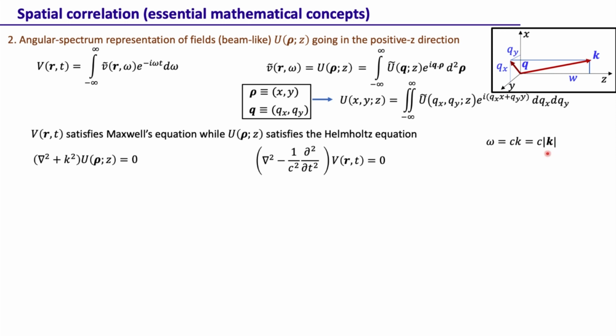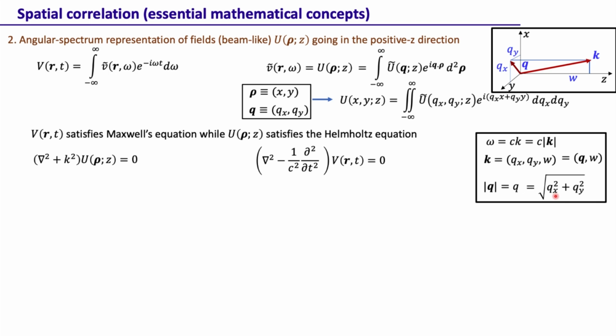This wave vector, its magnitude is this k, and this k is connected with the frequency by this formula, omega equal to ck. This k is the three-dimensional vector (qx, qy, w). We can also write it as (q, w), and the magnitude of q, which I will write as a non-bolded q, is basically qx square plus qy square. So I'm just putting everything in one place so that it is clear what these different symbols actually mean.